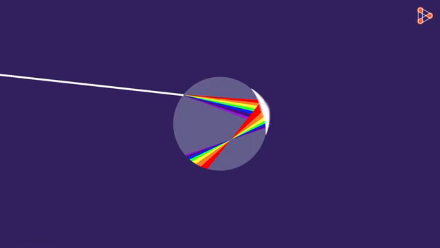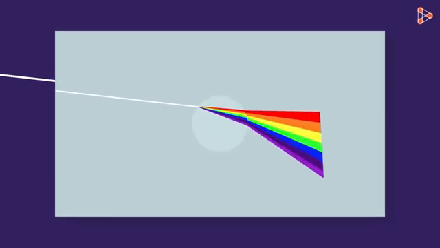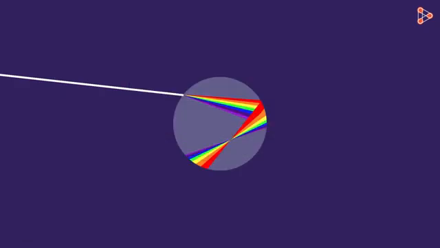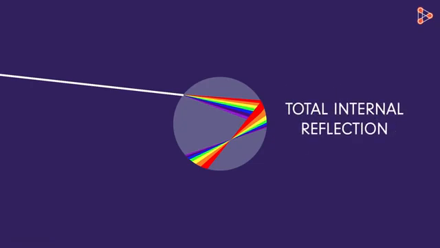But wait a moment. Look at this point. Why is the light getting refracted in the same medium? Well, you must have assumed that it will pass through the air and not back through the water. This is happening because of an optical phenomenon known as total internal reflection. Let me quickly enlighten you about this.